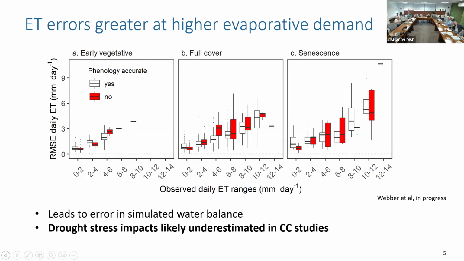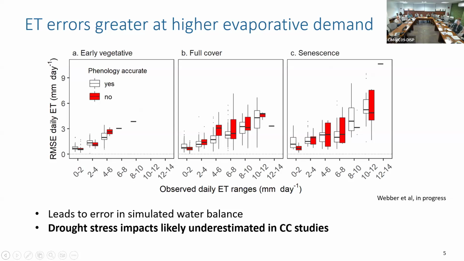And what I'd like to show here is that we tried to start to dig into where this error is coming from. So we separated our observations across all of those 10 environments, and we show them in terms of the evaporative demand. We just used the observed ET buckets. In early vegetative, you expect soil water evaporation to dominate. At full cover, the plants are green, and there's probably very little soil water evaporation. And this is a more complex stage because you may have full cover, but the plants are not transpiring.